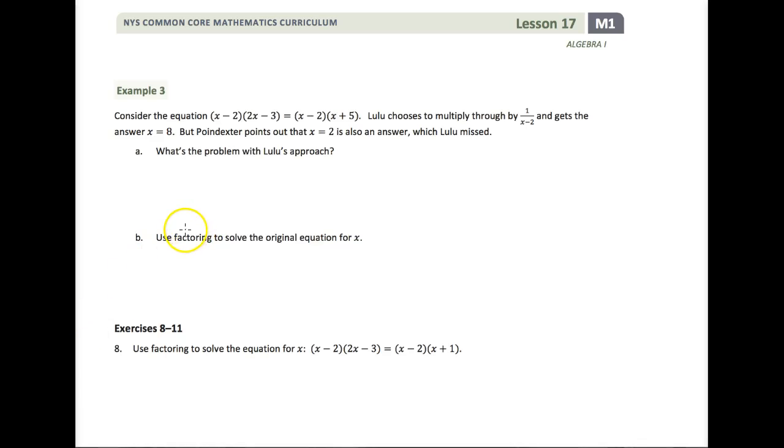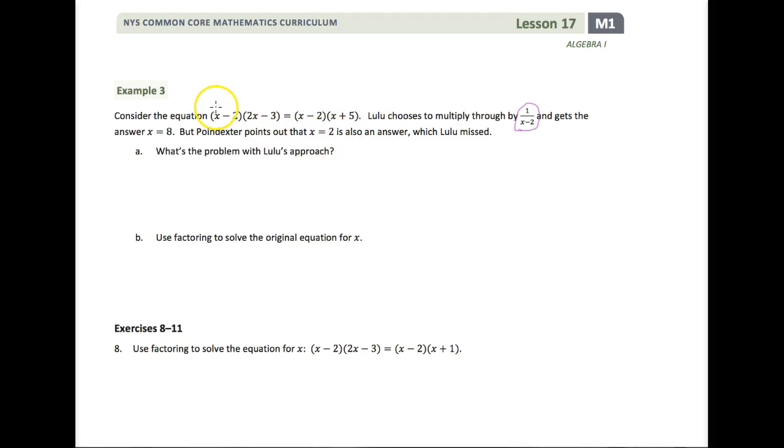Lesson 17, student page 96. Example 3. Consider the equation (x - 2)(2x - 3) = (x - 2)(x + 5). Lulu chooses to multiply through by 1 over x minus 2 and gets the answer 8. But Poindexter points out that x equals 2 is also an answer, which Lulu missed.